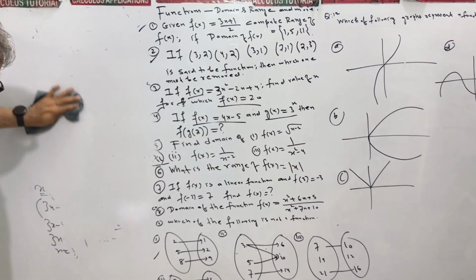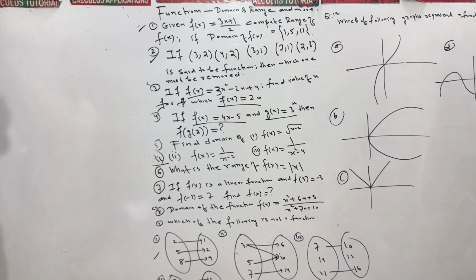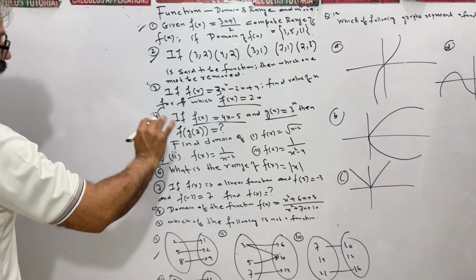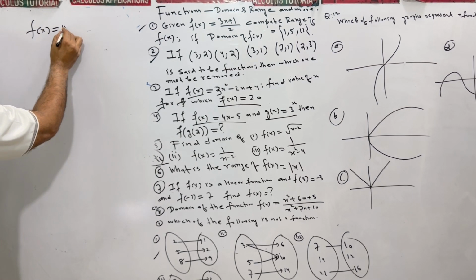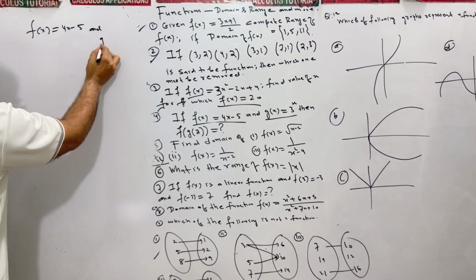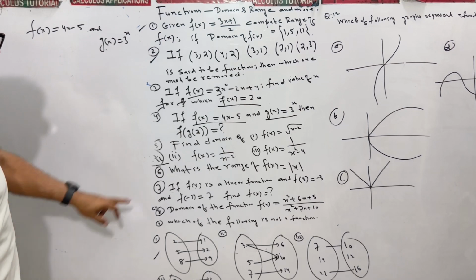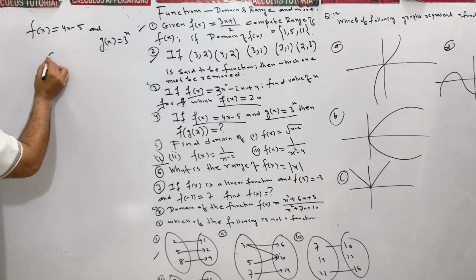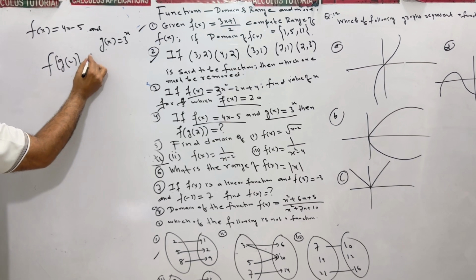How to calculate, how to negotiate this term? Let's see and find out. Making life simple, remain simple, and work straightforward. f of x is a linear function. f of x is 4x minus 5, and g of x is 3 raised to the power x. We are asked to find f of g of 2.